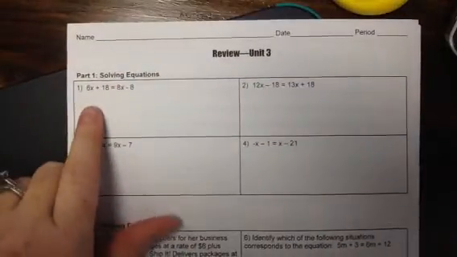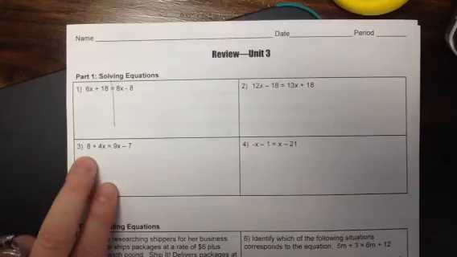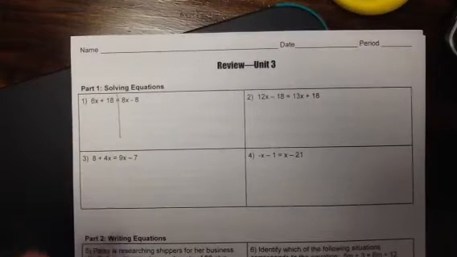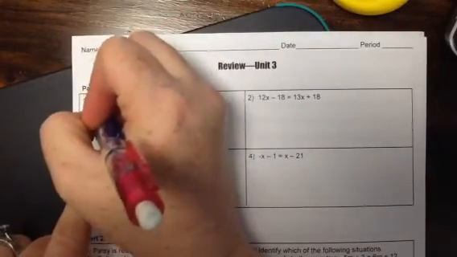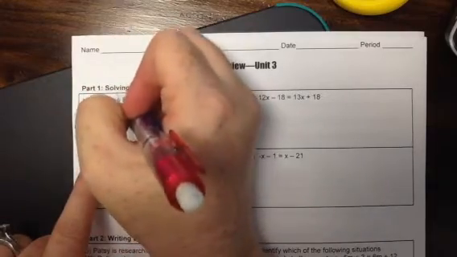So right here on number 1, we have variables on both sides. I'm going to draw a line down the equal sign. I'm going to move my smaller to my bigger. That's what I like to do. I love my variable on the left side, but it doesn't have to be that way, and this time it's not. So I'm going to move this 6x to this side.